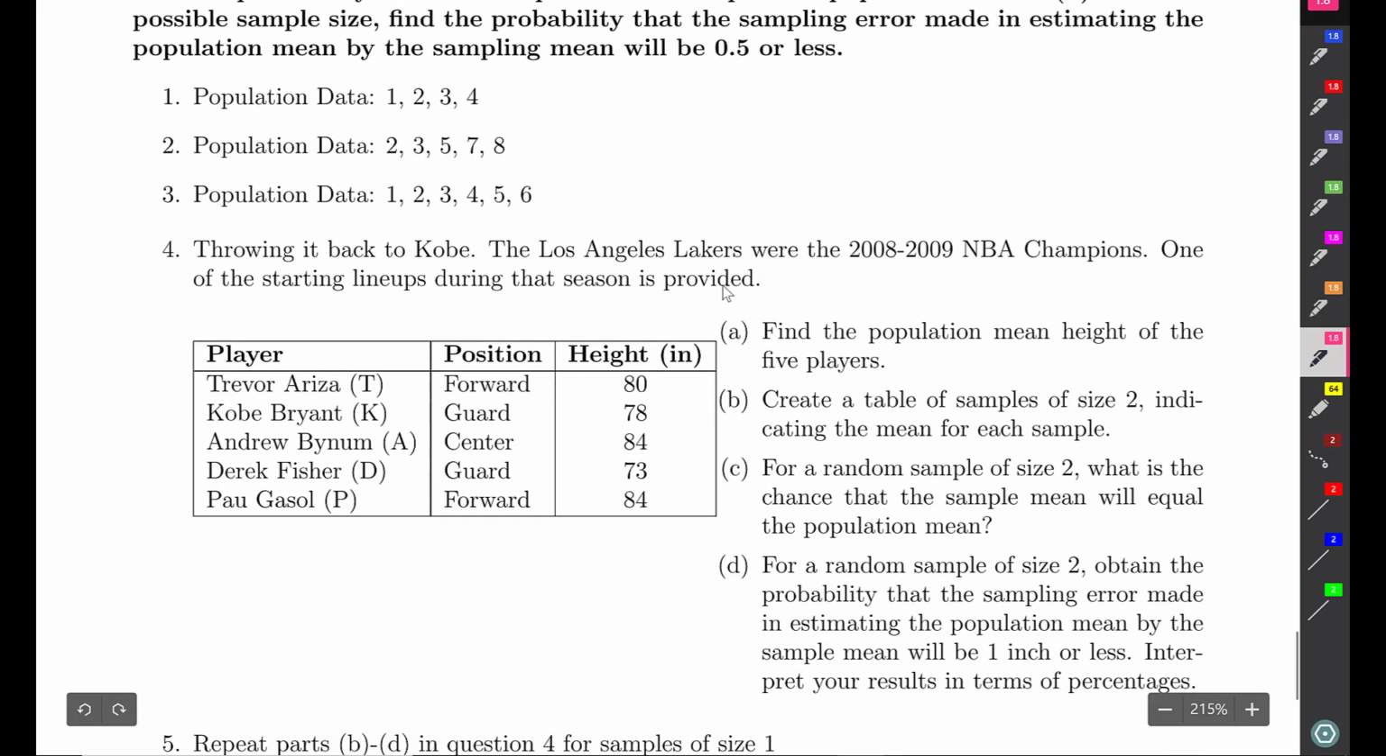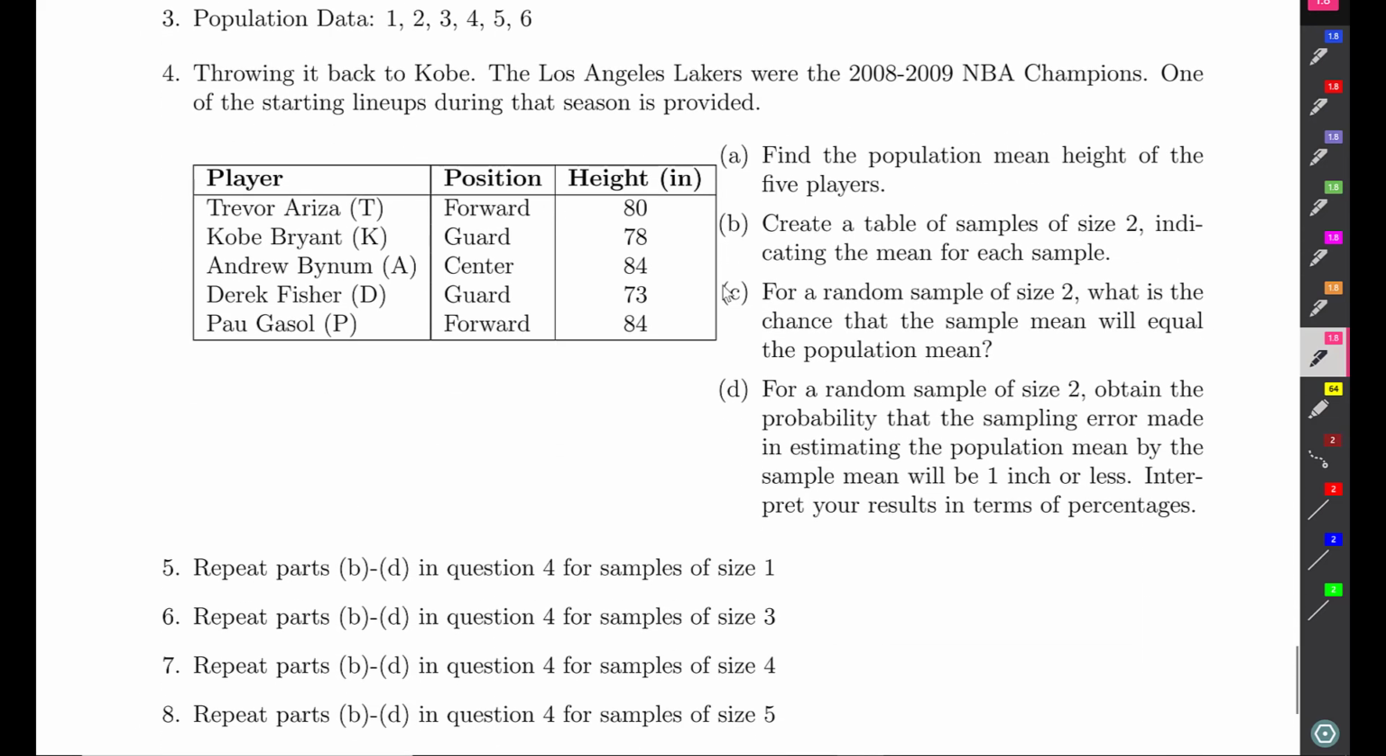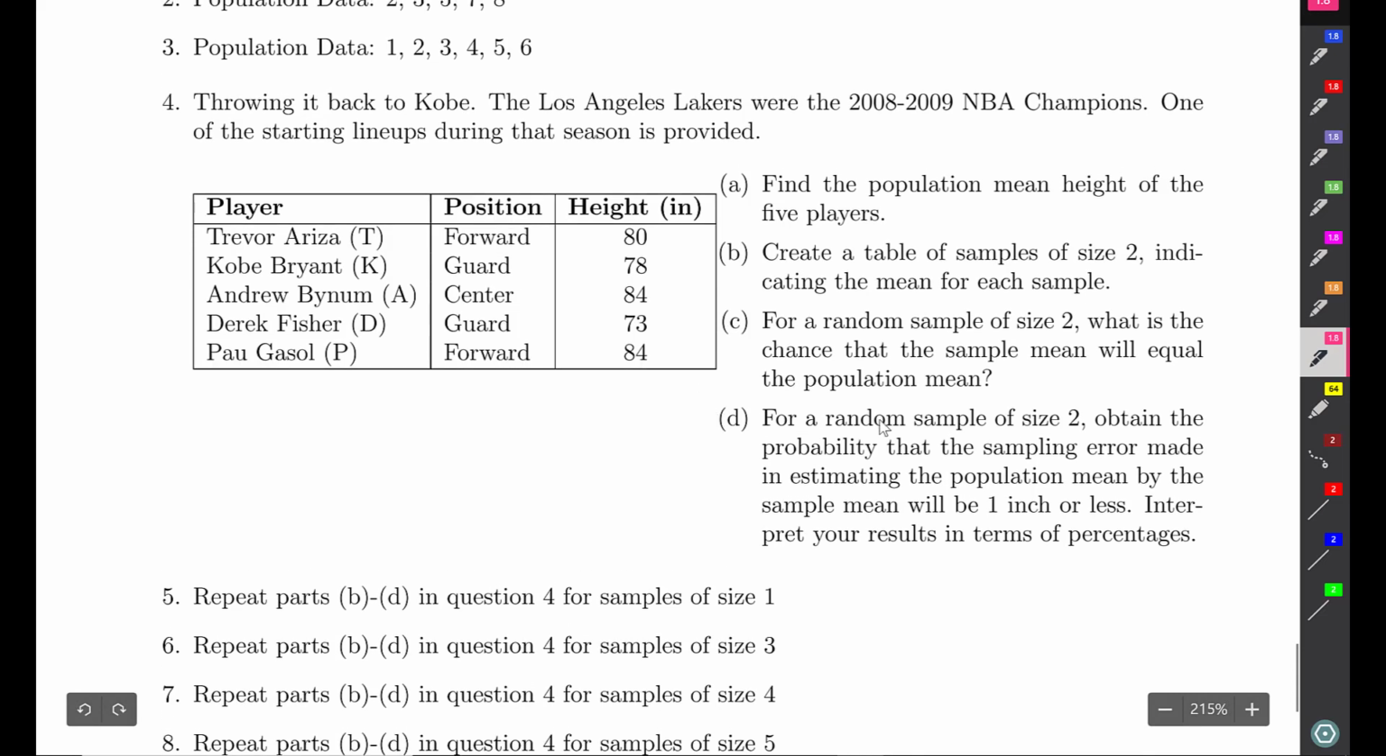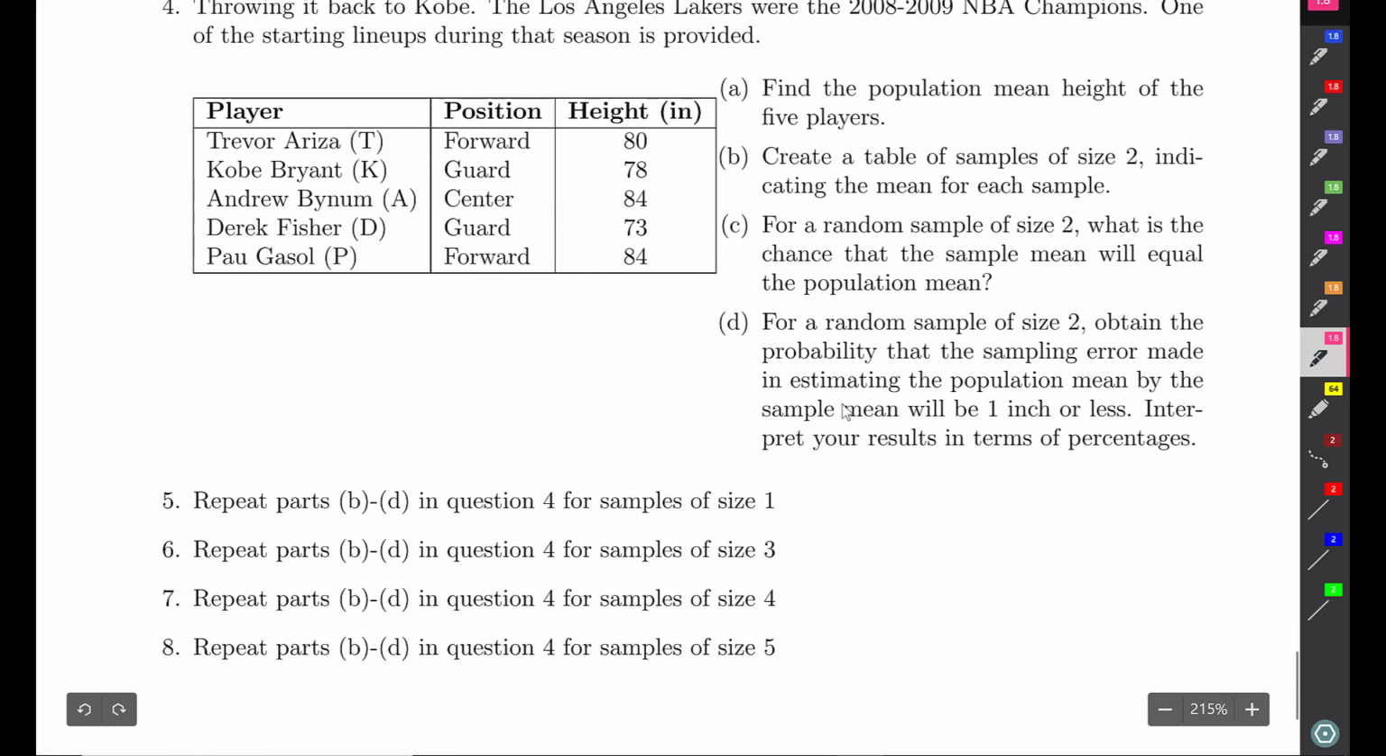Part 4, we're talking about the Los Angeles Lakers. I had to bring Kobe in. We haven't used Kobe in any of our problems, and now we should. Why not? I know you see a lot of repeat parts B through D there.